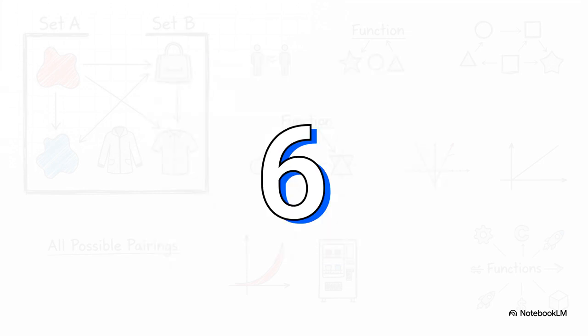And you know what the best part is? We don't even have to write them all out to know how many pairs there are. Nope. We can just multiply the number of things in set A, which is 2, by the number of things in set B, which is 3. And boom, 2 times 3 gives us 6 possible pairs. It's a super simple but really powerful shortcut.